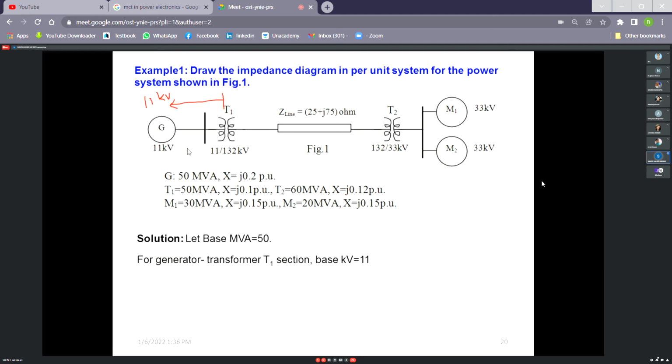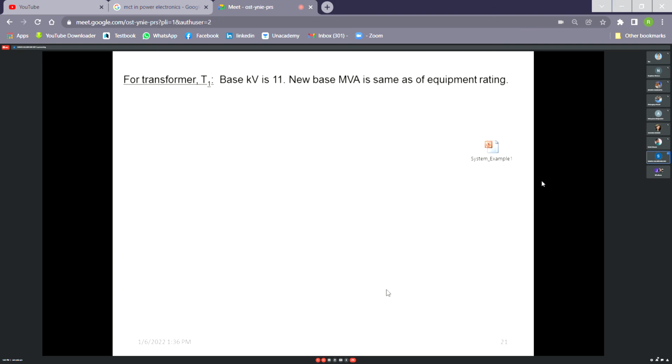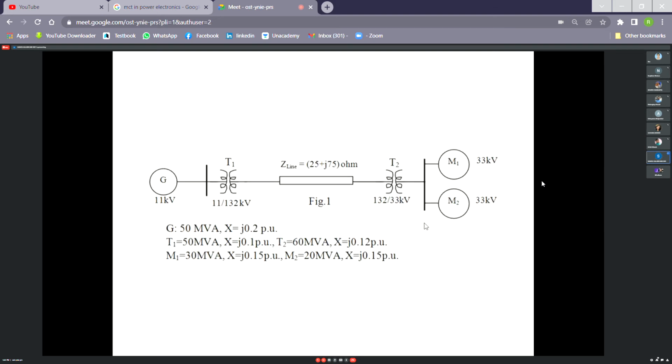Say if it is instead of 11 kV, it is 10 kV generator rating. Then this 0.2 per unit is calculated based on 10 kV. But now the rated voltage, the base voltage for the section, is 11 kV. Then you have to change the base for the voltage only, not for MVA. That is also available. So which calculation will you use? This one, not here.